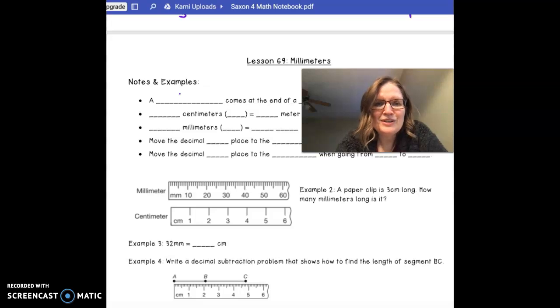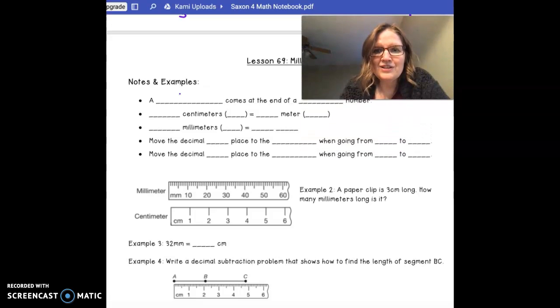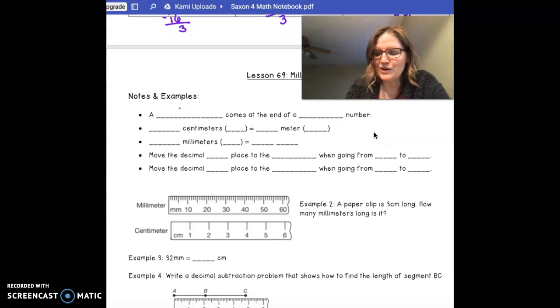Hi, today we're talking about lesson 69, which is millimeters. Millimeters are part of the metric system of measurement. And let's begin. There are a few things that you need to understand before we really dive in. First off, I'm going to move myself and we're going to go to our notes.